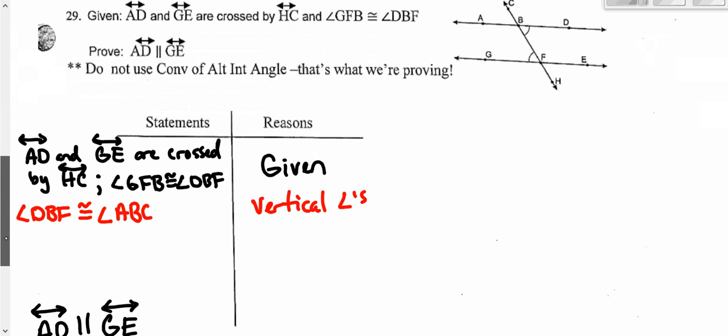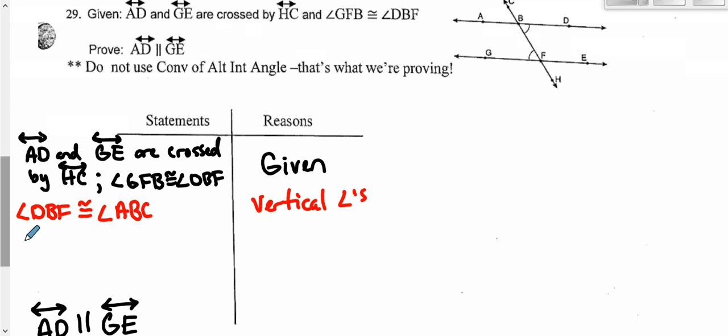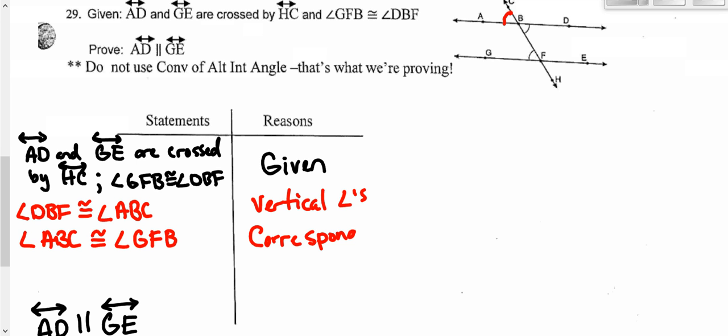Then I'll say that angle ABC is congruent to angle GFB. So I've got these three angles equal to each other. And those are corresponding angles. And then if those are equal, notice that ABC is in both, that means DBF and GFB are going to be equal as a result.